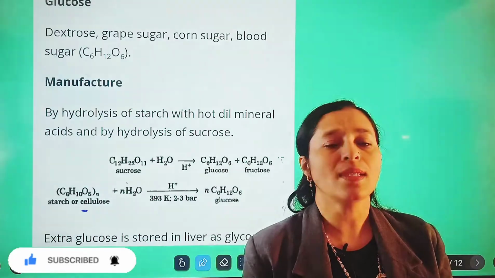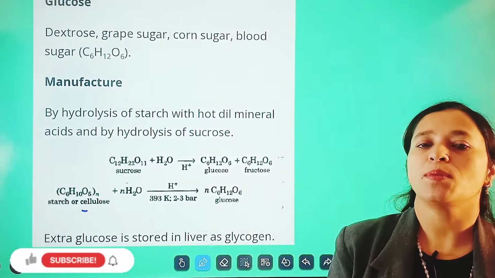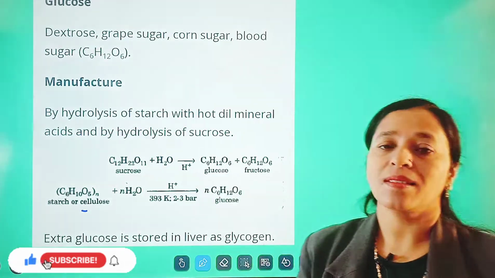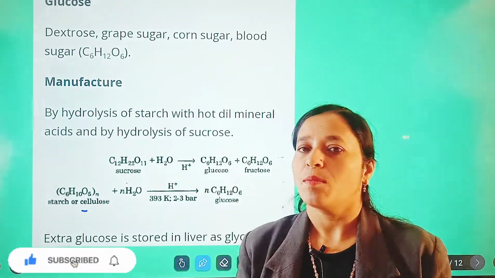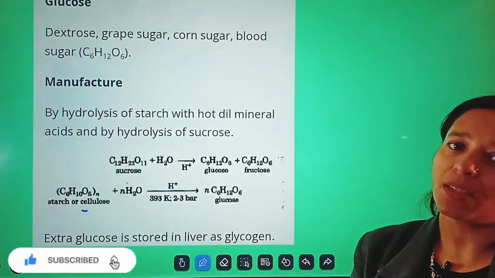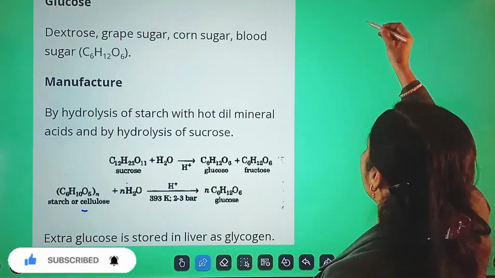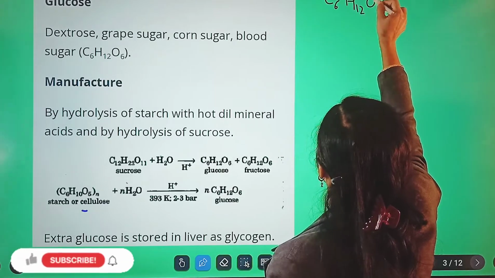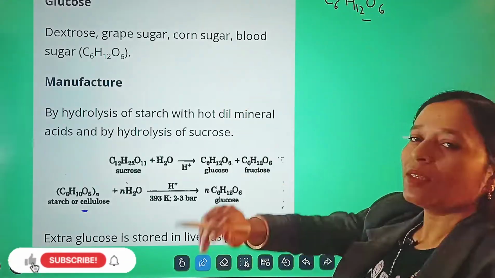Glucose is present as dextrose in grape sugars, and you can say it is a sweetening agent. It's present in the corn sugar as well as in the blood sugar. It's also considered as blood sugar. Its formula is C6H12O6. Okay, this is the formula for glucose.